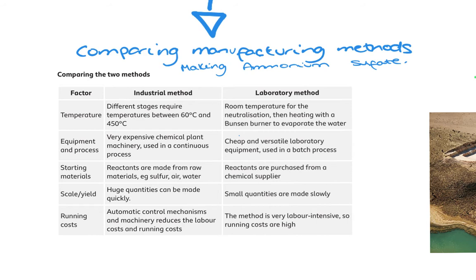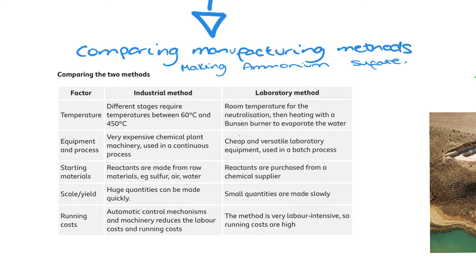They differ in different criteria as well. So first of all, in temperature. In the industrial methods, they'll be really specific about the temperatures they use, and they'll use temperatures up to about 450 degrees. However, in the lab method, lots of the neutralization process will just take place at room temperature. And then they will only use a Bunsen burner to evaporate water off at the end. So they're not using very high temperatures. And that makes sense because we don't have the capability to do that within the lab, with it being safe.